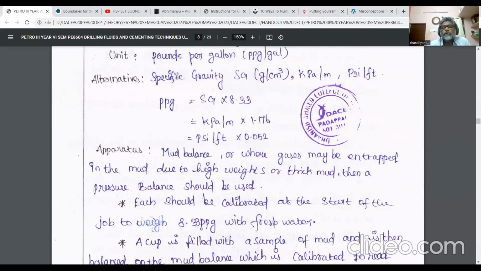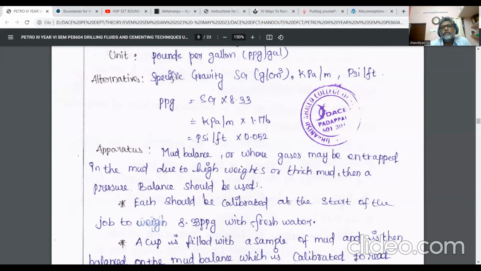If you pour the fresh water into the mud balance and wipe off the excess water and play with the rider and keep the instrument in balance condition. How do you know it's a balance condition? The bubble at the center of the level glass will tell you it's in a balance condition across the fulcrum, and you'll be able to take the reading correctly. There's no big issue. It's not rocket science. Just keep the rider as indicated by the bubble position and just mark it out. It will take 2 minutes to do this experiment.